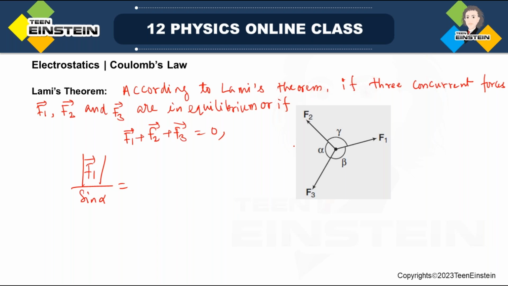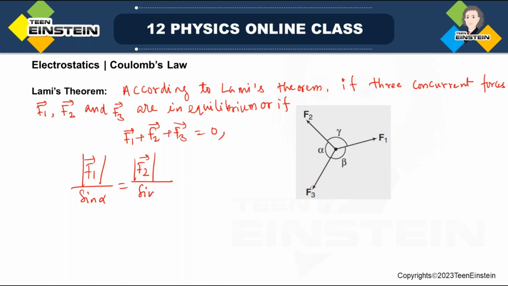Alpha is the angle between 2 and 3. When I take F1, I have to take the angle between the other two forces, F2 and F3, that is sine alpha. Like if I take the magnitude of F2, divided by, I have to take the angle between 1 and 3. Angle between 1 and 3 is beta.